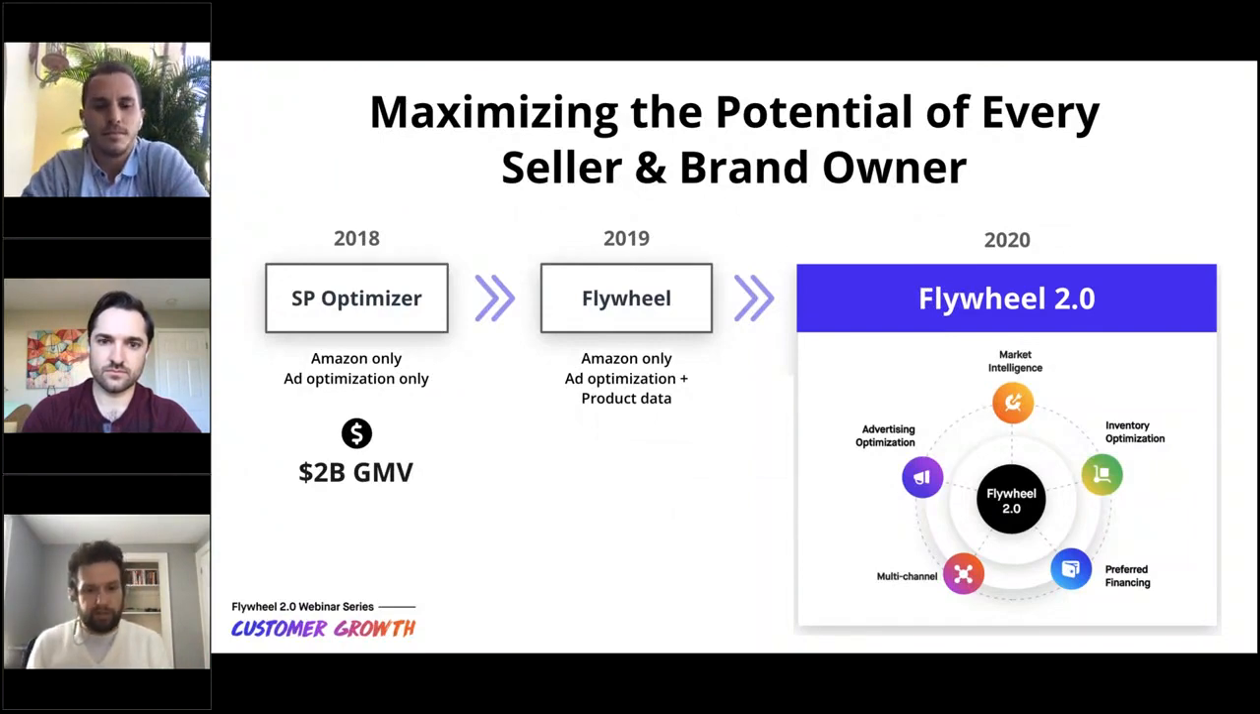Then in 2019, we upgraded that with Flywheel. Now this was still Amazon only and ad optimization, but it also included product data. It was a much richer feature set and allowed sellers to do a lot more with the software.